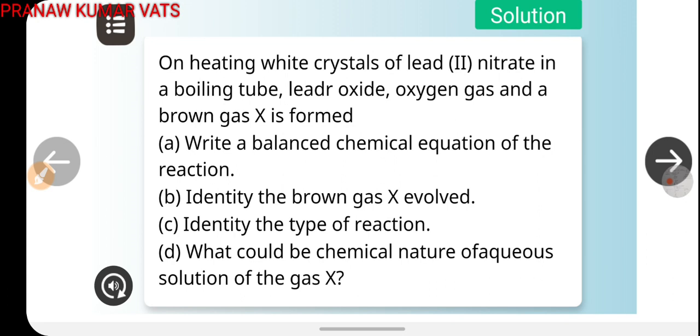Today we are going to solve long answer questions of NCERT chapter 1 of chemistry. The question is: on heating white crystals of lead nitrate in a boiling tube, lead oxide, oxygen gas and a brown gas X are formed. Write a balanced chemical equation of the reaction. Identify the brown gas X evolved. Identify the type of reaction. And what could be the chemical nature of the aqueous solution of gas X? So we'll see the solution of all these questions.